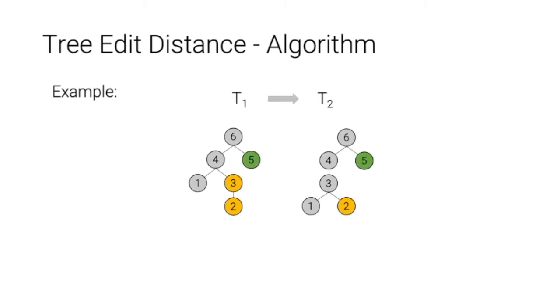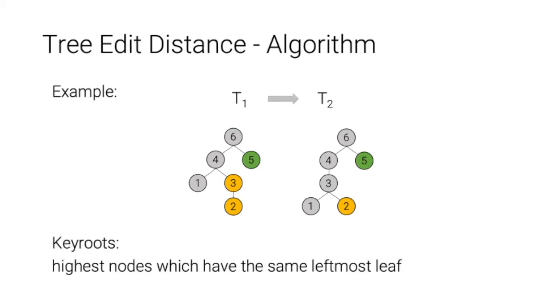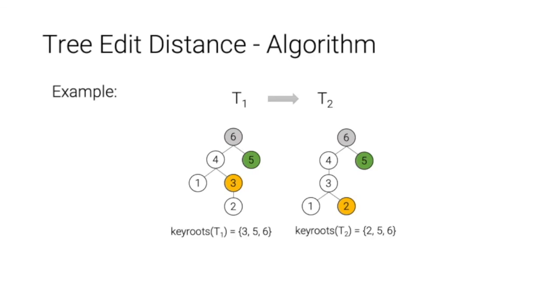Let's take a look at tree 1. Nodes 1, 4 and 6 have the same leftmost leaf, which is node 1. Nodes 2 and 3 also have the same leftmost leaf, namely node 2. And node 5 is its own leftmost leaf. From this point we can calculate the key roots. The key roots are the highest nodes which have the same leftmost leaf. So if we take the highest nodes of each color, we get the so-called key roots. The key roots of tree 1 would be 3, 5 and 6, and the key roots of tree 2 would be 2, 5 and 6.